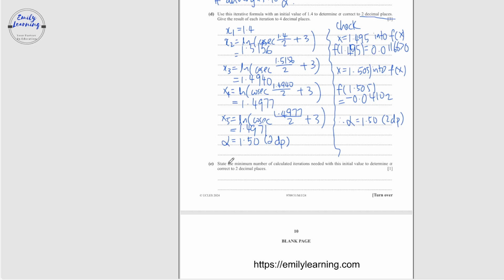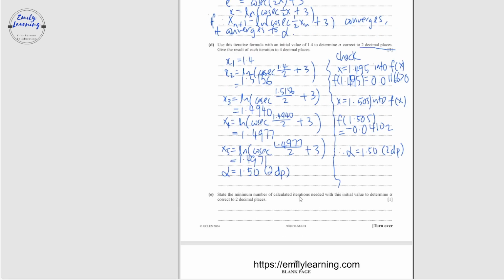Okay, next, you are asked to state the minimum number of calculated iterations needed with this initial value to determine alpha corrected to 2 decimal places. So these are first iteration, second iteration, third iteration, fourth iteration. So I have 4 iterations.